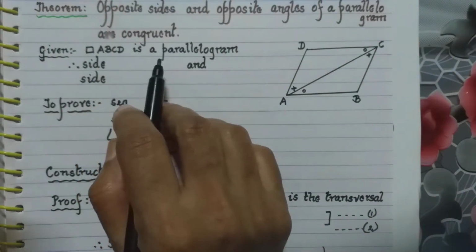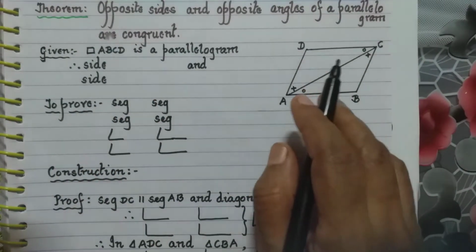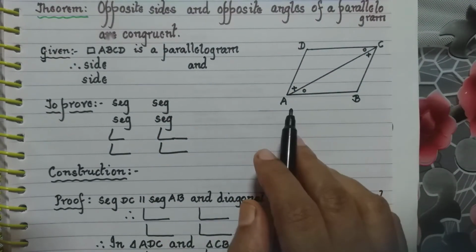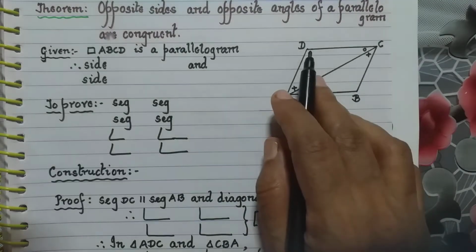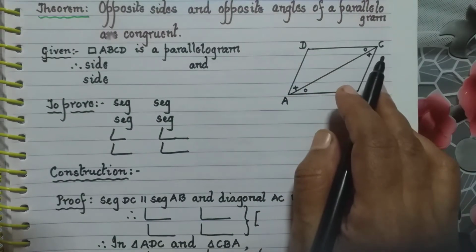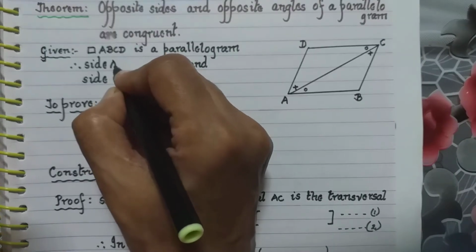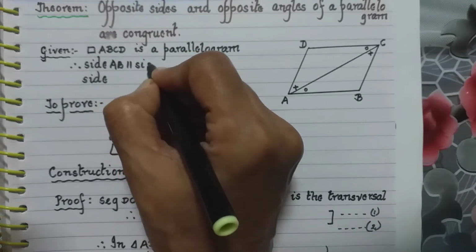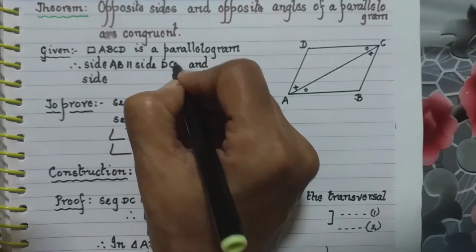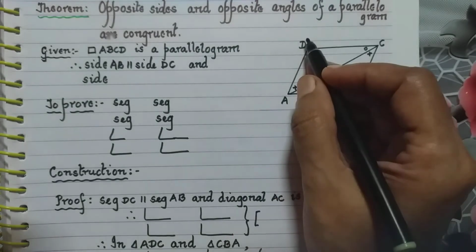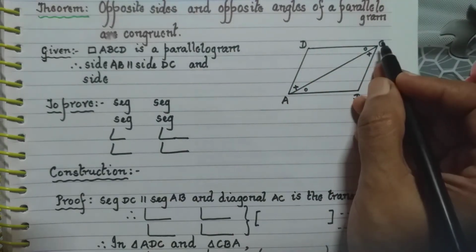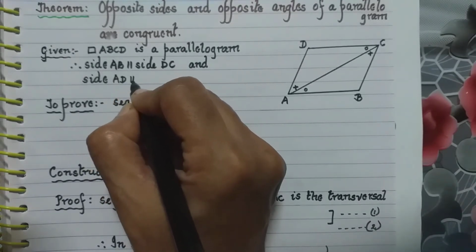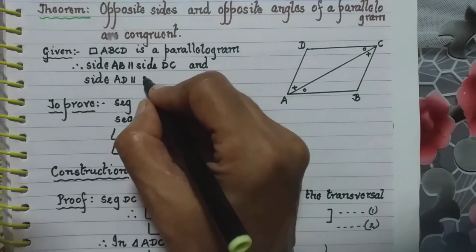Since quadrilateral ABCD is a parallelogram, in a parallelogram the opposite sides are parallel to each other. So, side AB will be parallel to side DC, so we write here side AB parallel to side DC, and side AD parallel to side BC.